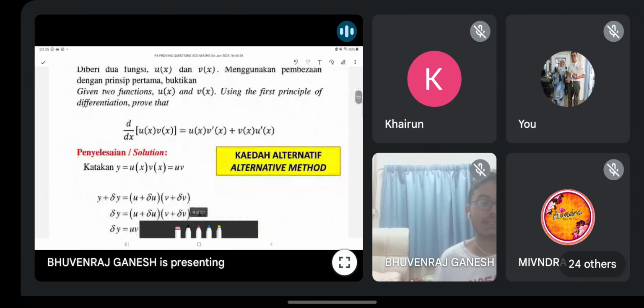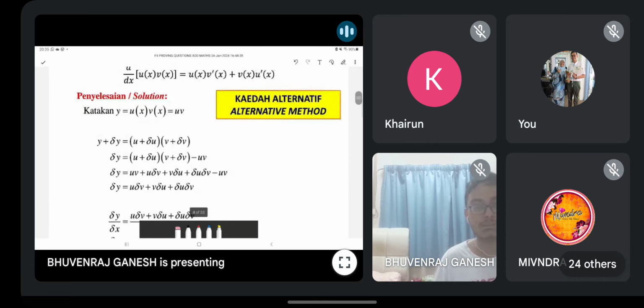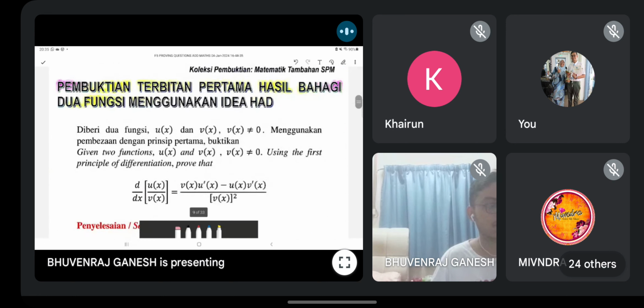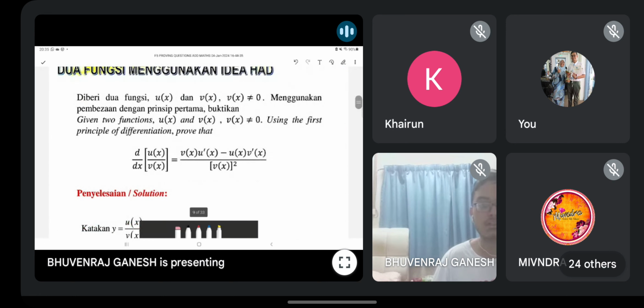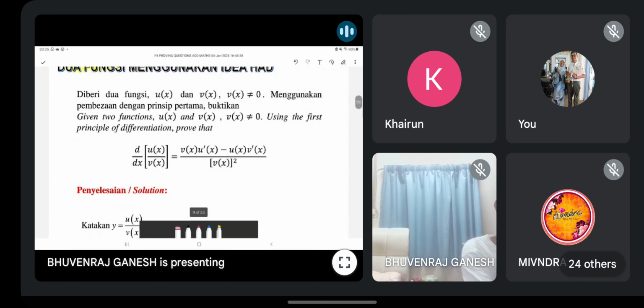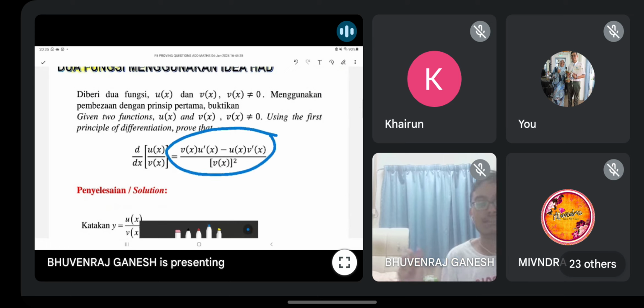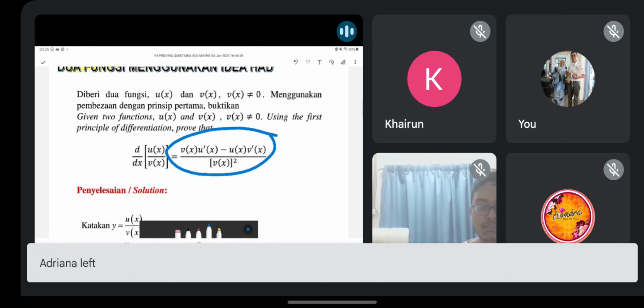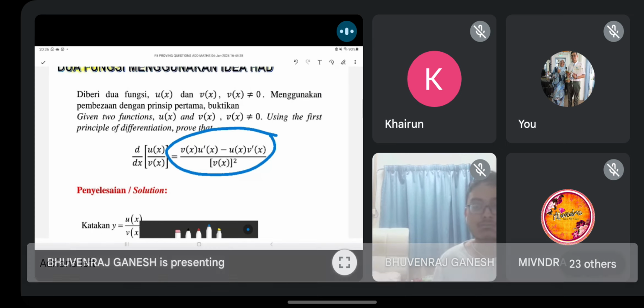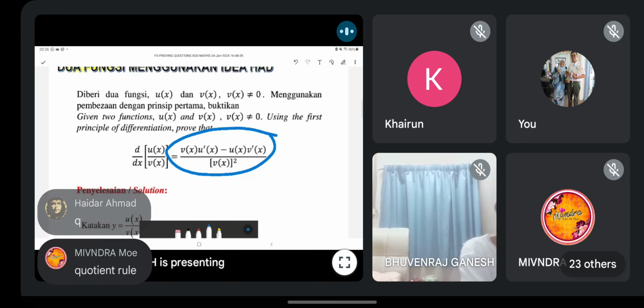Okay, so next one, this one no need. Alternative method tak perlu. You all get more confused only. Just remember one method enough. Okay, so next one they'll ask you to prove is this one. Okay, so this one guys, what is this? Apa petua ni? Anyone remember? What rule is this in differentiation? What is the name? Yeah, quotient rule.